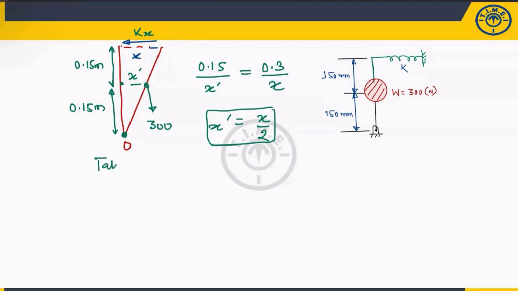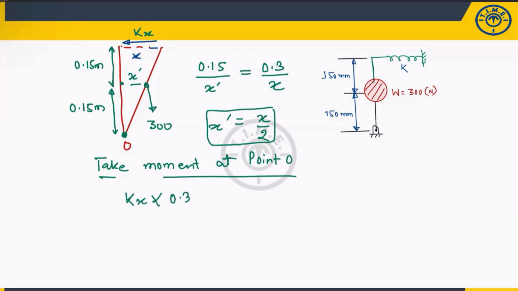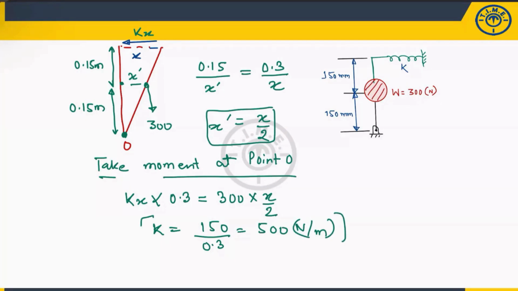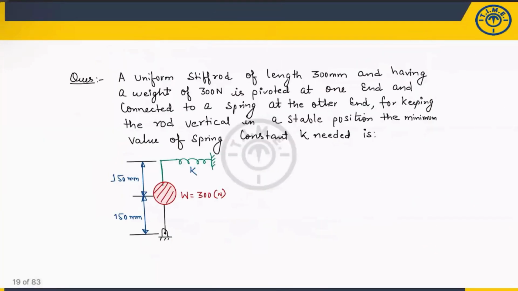So what you will do, you will take the moment at point O. If you take the moment about point O, it means k into x into 0.3, that means this force into perpendicular distance, and this force into this distance, which is equal to 300 into x by 2, because the x dash value is x by 2. So I will get the k value is nothing but 150 divided by 0.3, which is nothing but 500 Newton per meter. And that was the question: you have to calculate the spring constant.